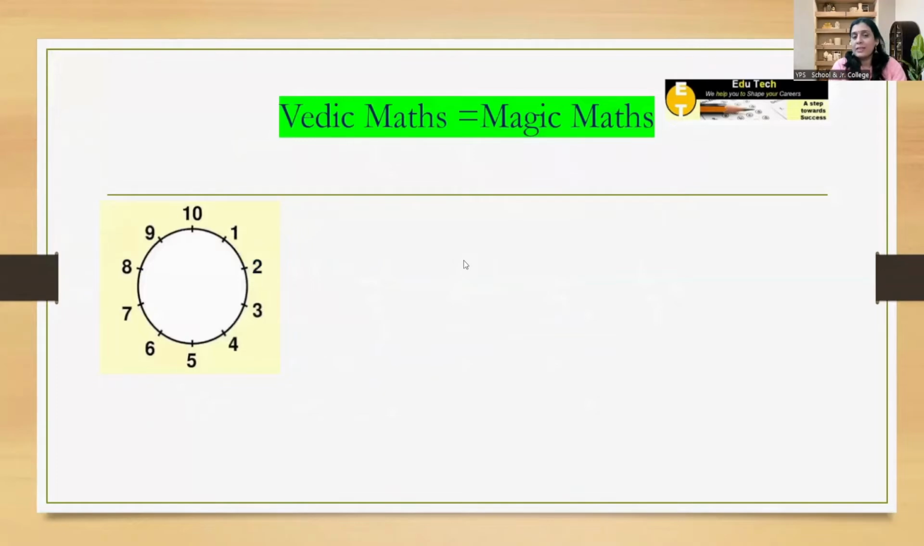So if you can see this, this is a 10-point circle. Here you can see the sutra जो मैंने आपको बताया था, one more than one before. This is 1, 2 is one more than 1, 3 is one more than 2, 4 is one more than 3, 5 is one more than 4. So like this. So Ekadhikena Purvena. Ek adhik purvena means previous one. So previous one से एक ज़्यादा is Ekadhikena Purvena.